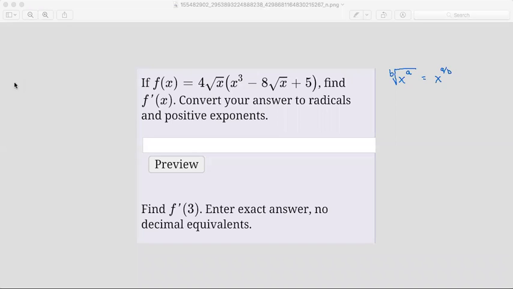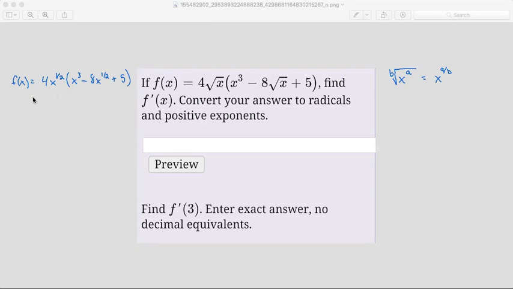So I'm going to write my original function as 4 times x to the power of the exponent on x. Since it's not written, it's an invisible 1, and the root, an invisible root, is a root of 2. So this is x to the 1 over 2. And then times x to the power of 3 minus 8x to the power of 1 over 2, and then plus 5.